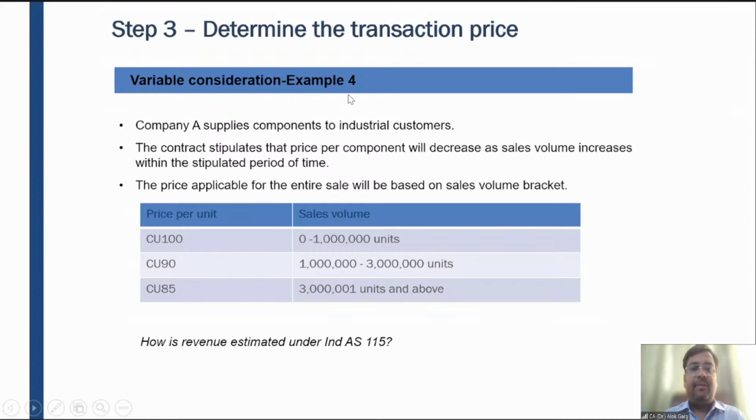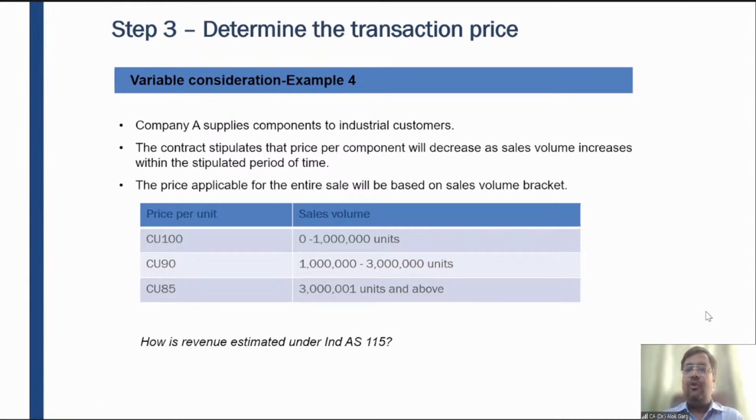Let's discuss this example number 4 on variable consideration quickly. Company A supplies components to industrial customers. The contract stipulates that the price per component will decrease as sales volume increases. So it is again a case of volume discount. Whenever the volume goes up, the price goes down. The price applicable for the entire sales will be based on the sales volume bracket. And here, the volume related rebates are given in this question.